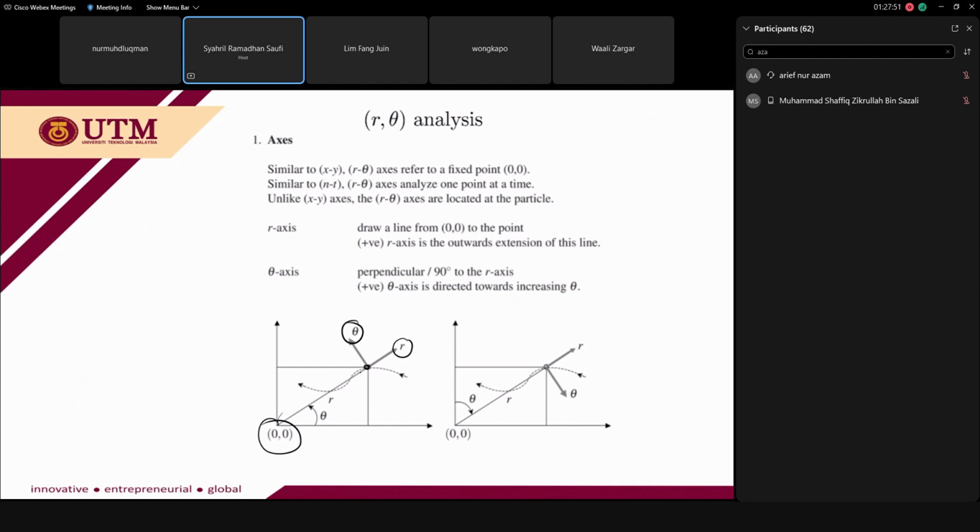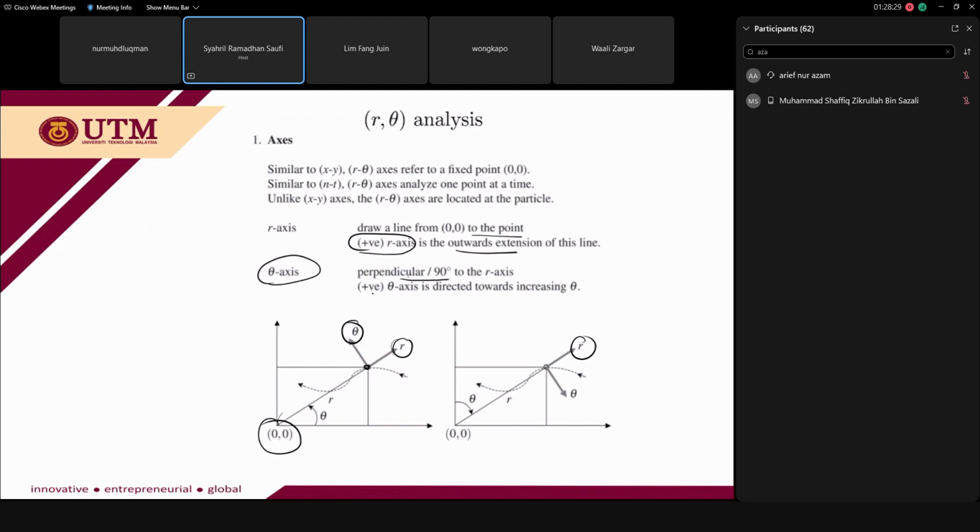So here the R axis is always outwards. R always outward represents the positive direction. Draw a line from the origin or reference point to the particle, and outwards is the positive R axis. The theta axis is directed toward increasing theta. Please remember that the two axes are perpendicular, or 90 degrees.